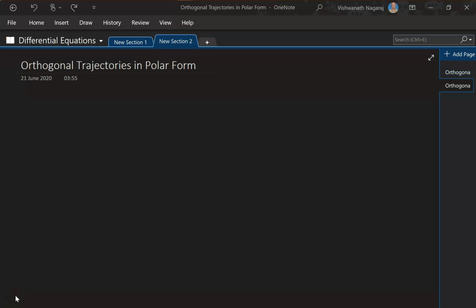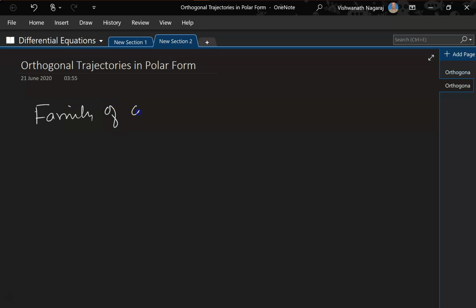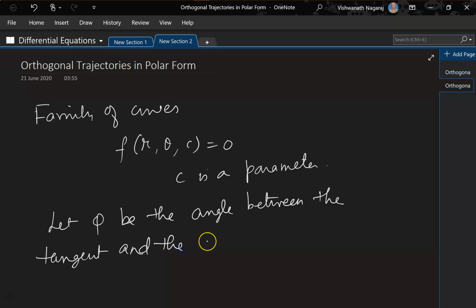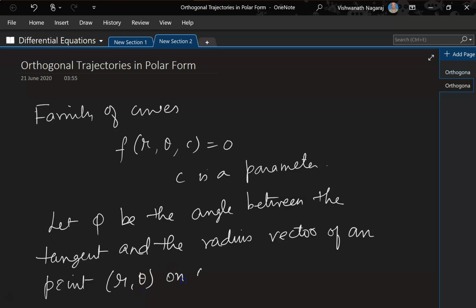In the previous session, we looked at orthogonal trajectories in Cartesian form, right? So let's look at if the family of curves is given to us in polar form. So let the family of curves be, let's say, f of r, theta and c equal to 0. So here c is a parameter. Let phi be the angle between the tangent and the radius vector of any point r comma theta on one of the members of the family.